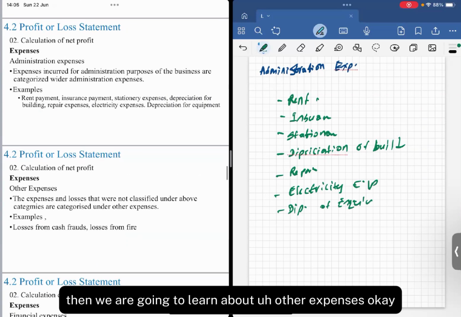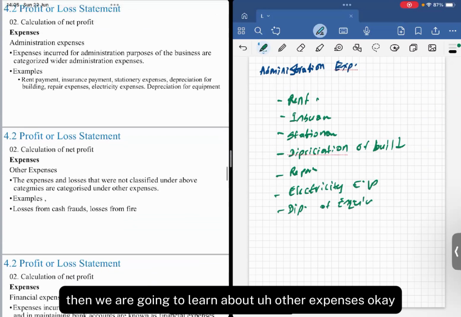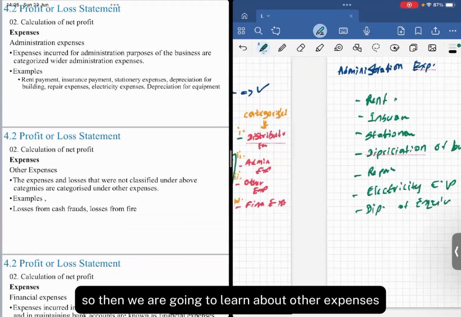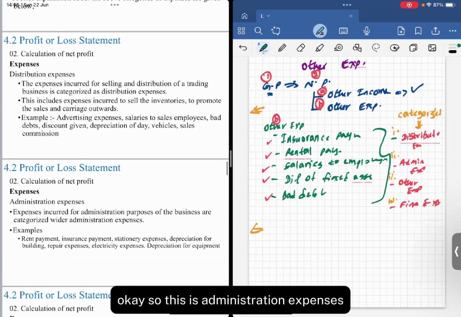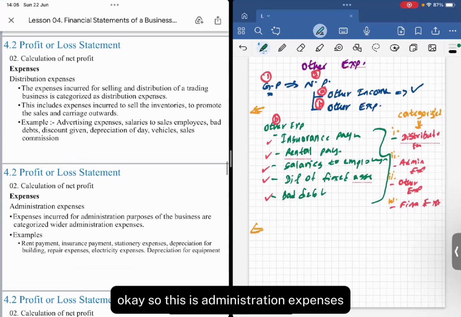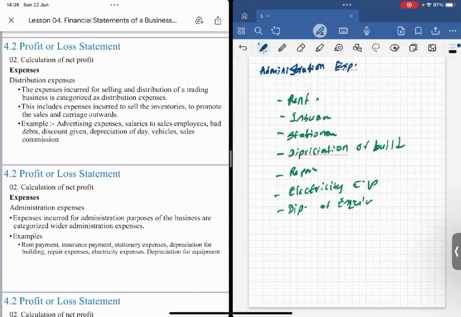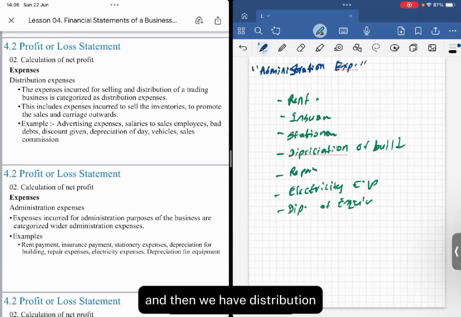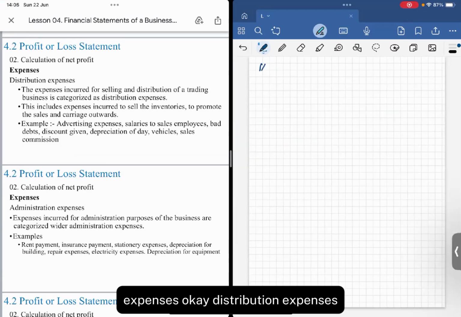Then we are going to learn about other expenses. So this is administration expenses. And then we have distribution expenses.